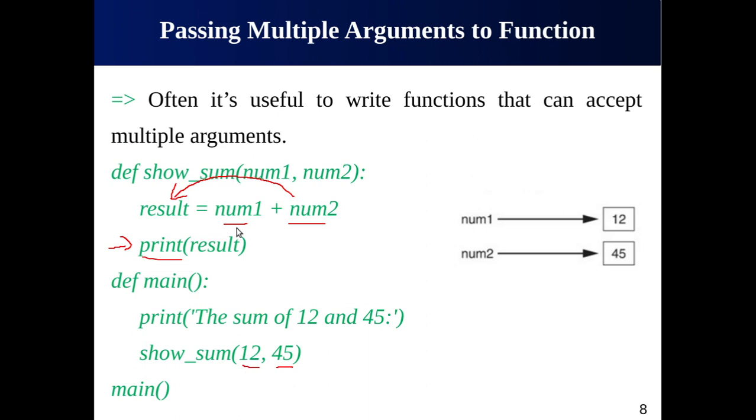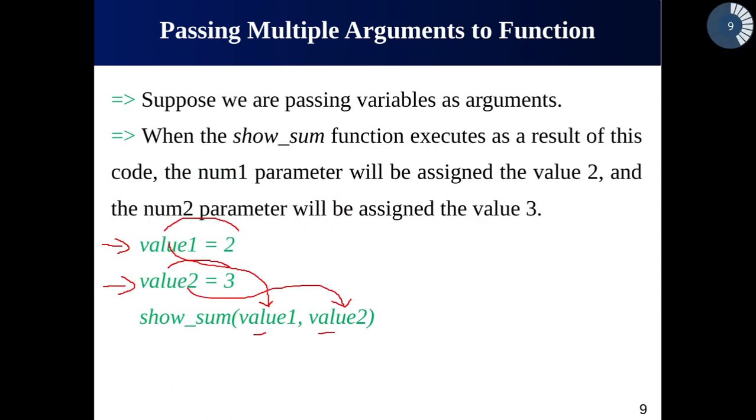When you run this program, the values stored in the variables will be assigned to the parameters of the function showSum, and then the calculation will be performed, the value will be assigned to the result variable, and then we print the result. Don't worry, we will see the programs of this week in the practical session. Here we are only discussing the theoretical concept. This is how we can pass multiple arguments to a function.